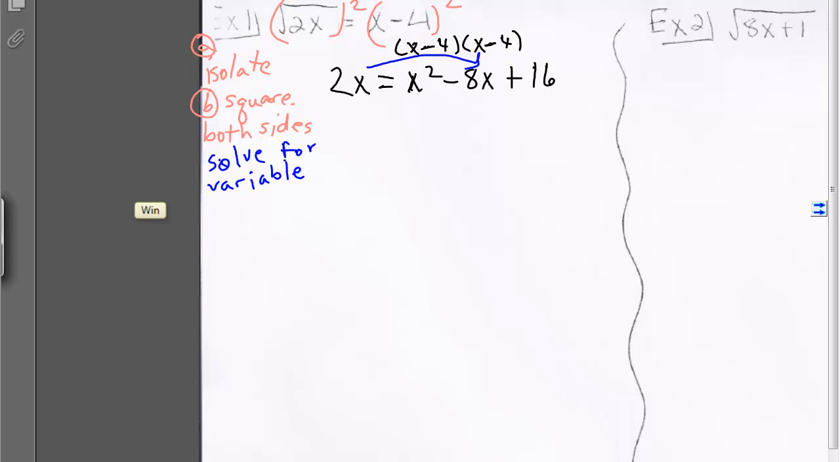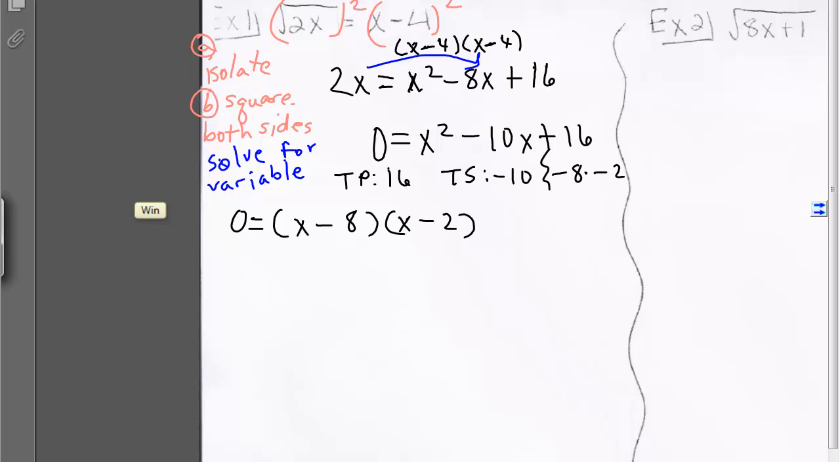Solve for the variable by setting the equation equal to 0. Bring 2x to the other side to get 0 equals x squared minus 10x plus 16. Now we continue factoring our quadratic by finding our target product and target sum. My target product is 16. My target sum is negative 10.